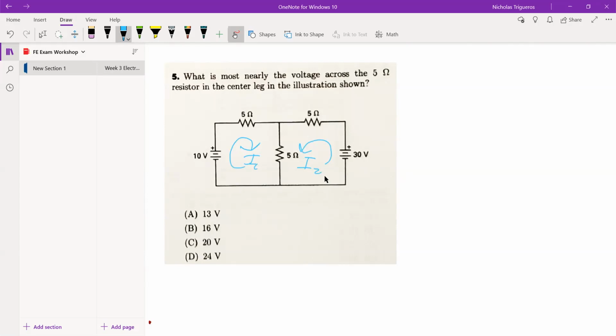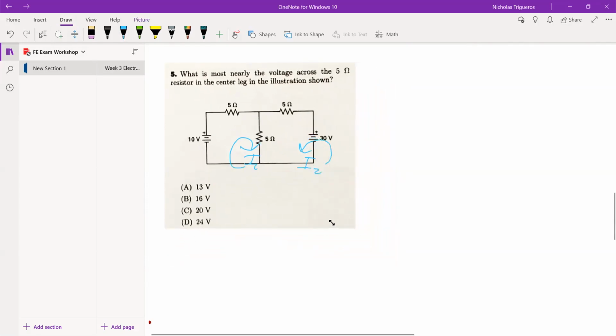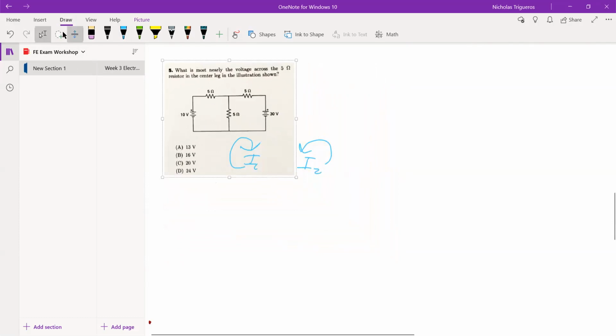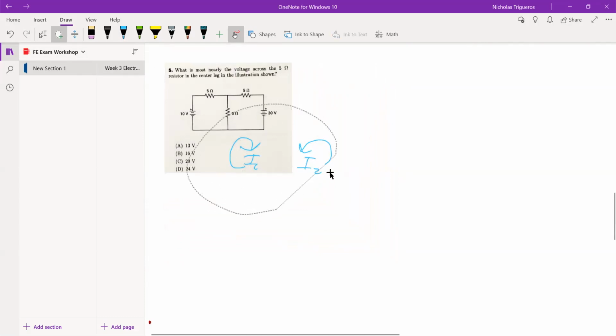So the main point of this problem, or the hardest part, is to get the currents, because we're going to have to do a lot of equations. I'm going to make this a little smaller to have some more room to work with. I will just redraw this.